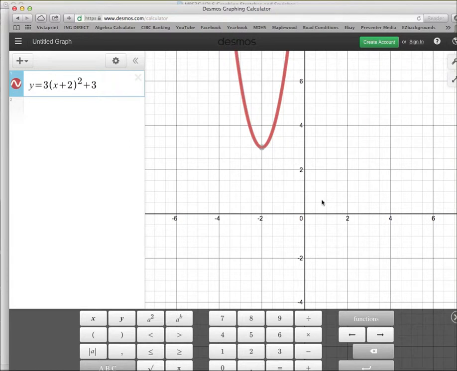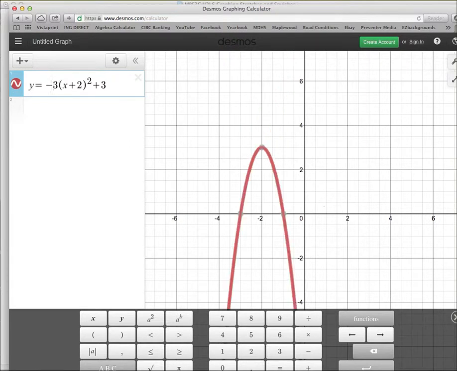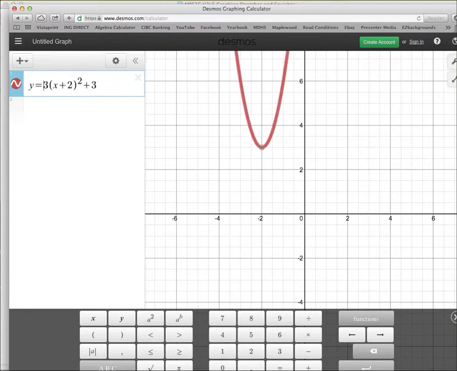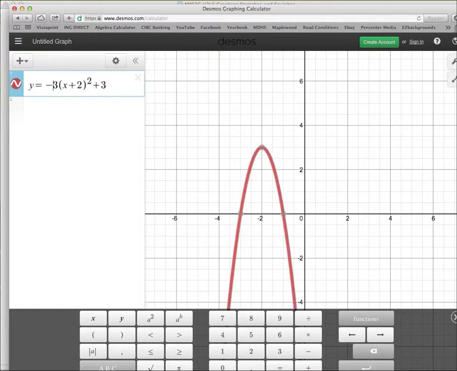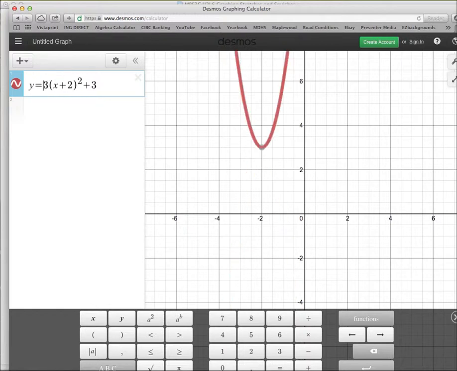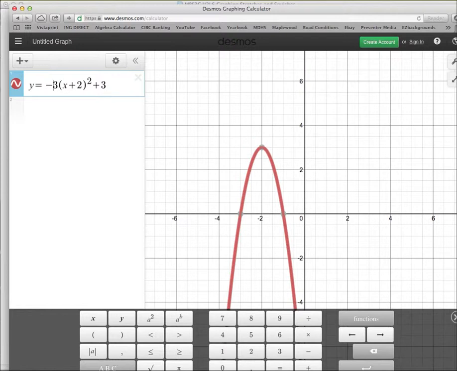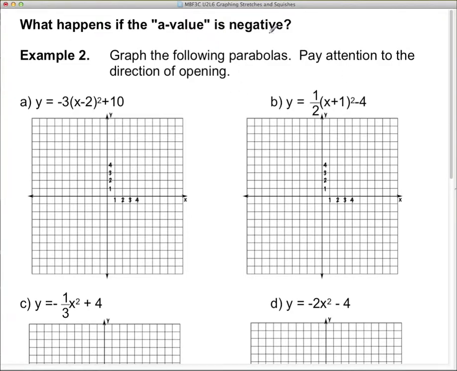Well, I won't keep you in suspense any longer. I'm going to stick a negative in front of there. Whoa, look, the vertex didn't change. It just went down. Ooh, that's fun. Negative, positive, negative, positive, negative, positive, negative. Okay, a one with a negative there is an upside down parabola. We say it opens down. So, what happens when the a value is negative? The parabola goes down.